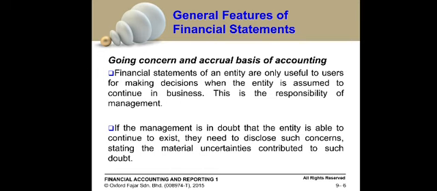If management is in doubt that the entity is able to continue to exist, they need to disclose such concerns, stating the material uncertainties contributed to such doubt. So remember this: when you prepare a financial statement for a company, you have to be able to assume that the company is a going concern. Going concern is a business that can continue to exist at least in the next accounting cycle.